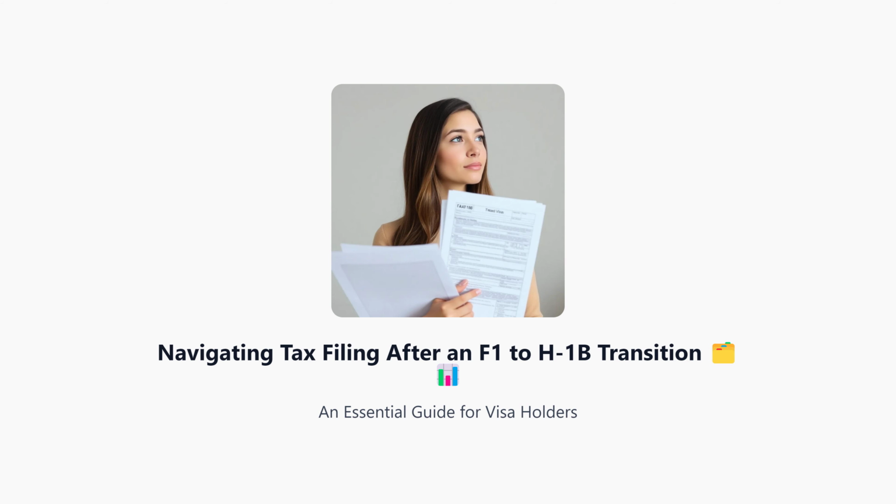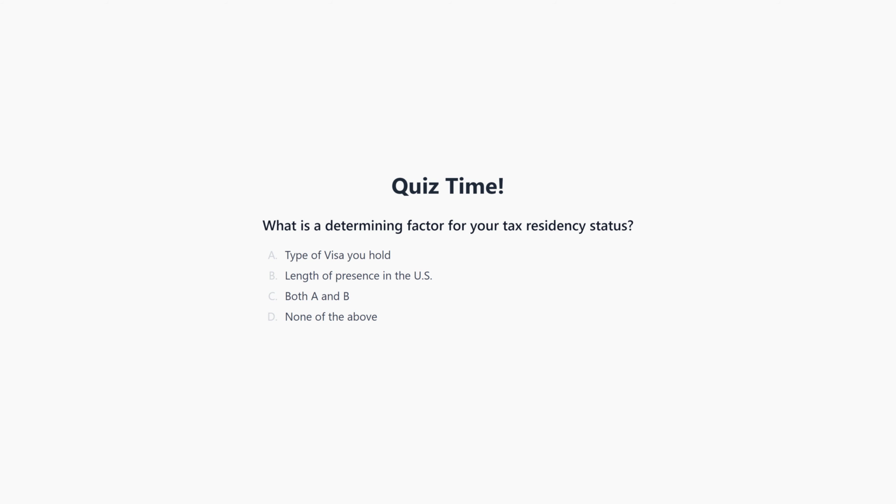Now let's have a quiz. What is a determining factor for your tax residency status? Is it the type of visa you hold, the length of your presence in the U.S., both A and B, or none of the above? You may pause the video now to think about the answer. We will discuss the answer in the next section of the video.